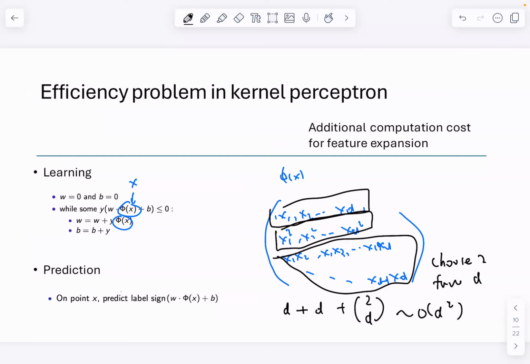So now we need to spend about d squared computation to compute this feature set. But originally, to compute the original features, we only need d, right? So this is too bad. We cannot spend square time to compute these features. This is true for learning problems because you need to compute phi x here, and it's also true for prediction problems. You also need to compute phi x here. So the computation cost is high.